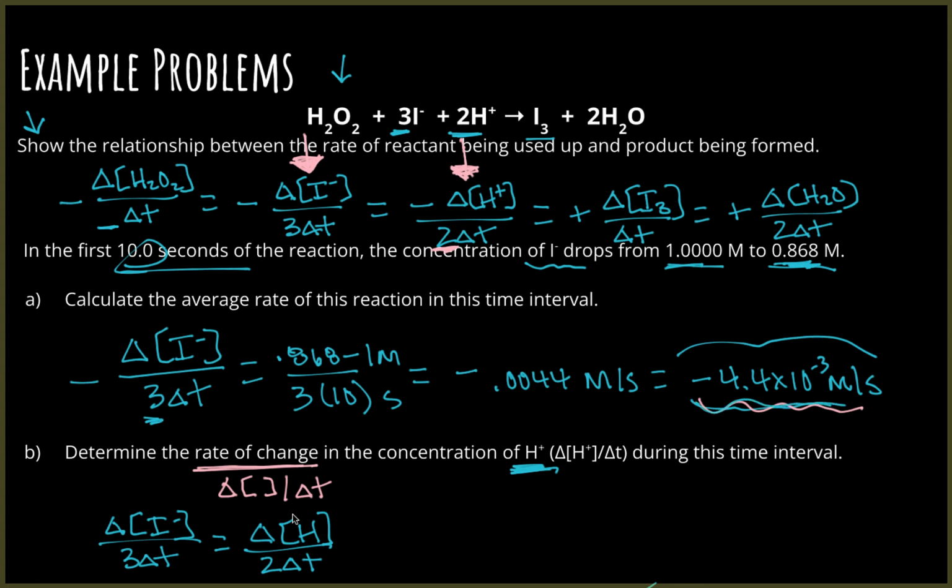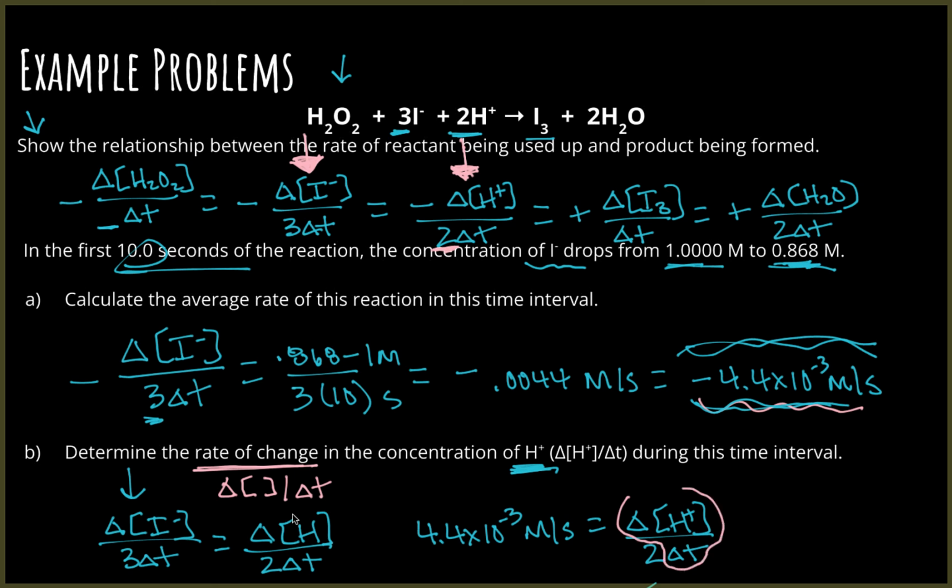Okay, so this value here is what we're going to put in place of this. Like I said, I'm going to get rid of the negative signs just for now. 4.4 times 10 to the negative 3 molarity per second is equal to the change in concentration of H plus over 2 delta T. And like I said a minute ago, when I'm solving for the rate, this is the rate. So for me to solve for the rate, I have to move this 2 to the other side. So for the hydrogen, it's 2 times the rate of the I minus.